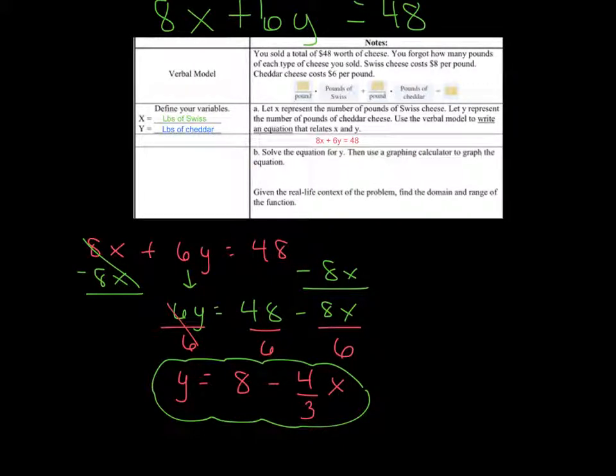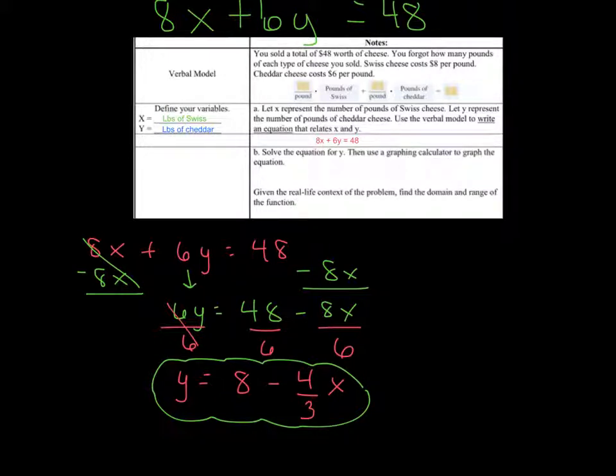Okay? So we've done B, the first part, and then we used a calculator to graph the equation and look at it. So we put this part of my equation, the 8 minus 4/3 x, into the calculator where it says y equals. Don't forget to put your fraction in parentheses when you do that.